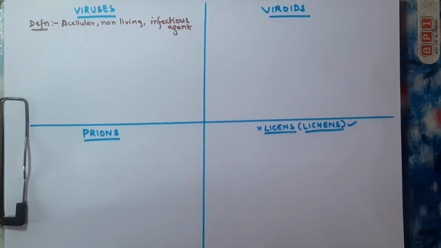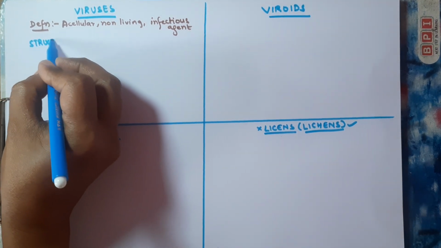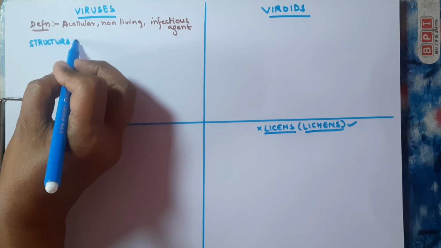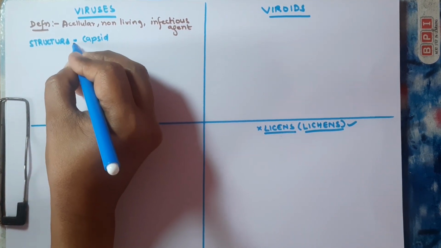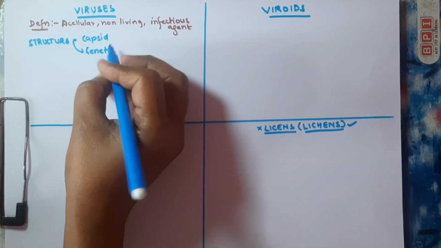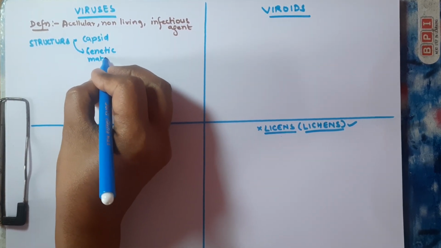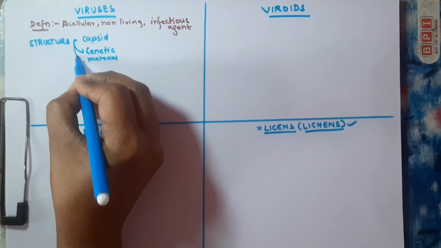Okay, so if we talk about the structure of the viruses, then it consists of basically three layers. It includes the capsid, then the genetic material is present, and it has the envelope also.